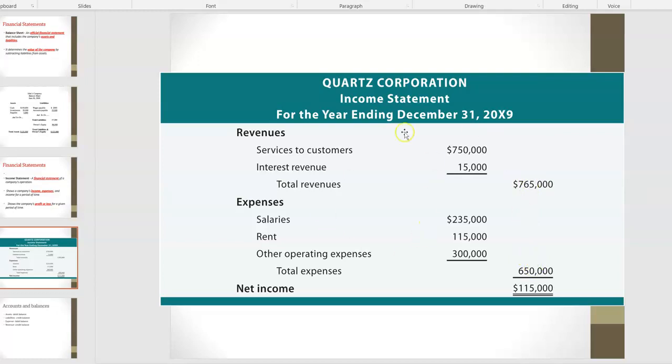Okay, that's an income statement. An income statement tells you whether or not your company had a net income or a net loss, and it shows the money that a company earned and where it came from, as well as the money that a company spent and what it was spent on.